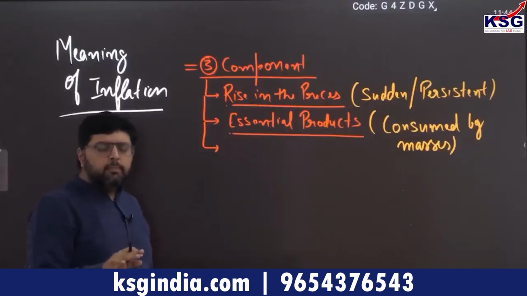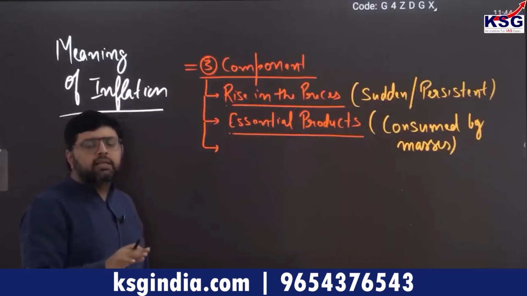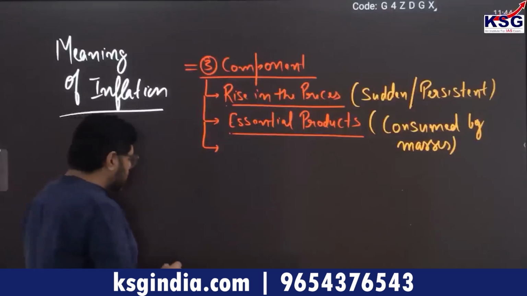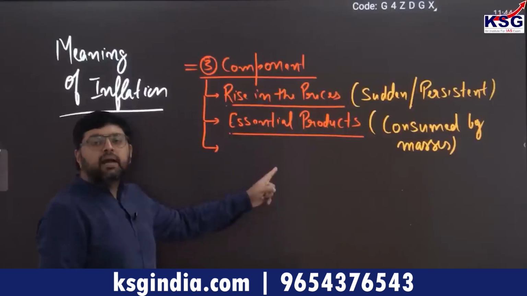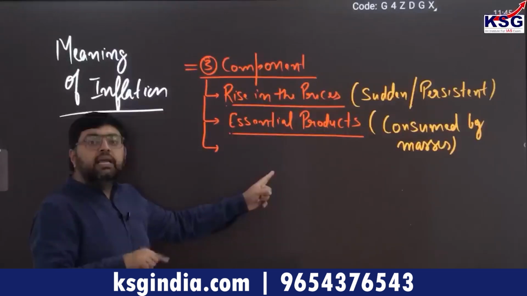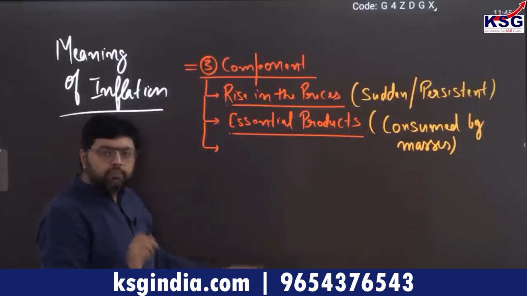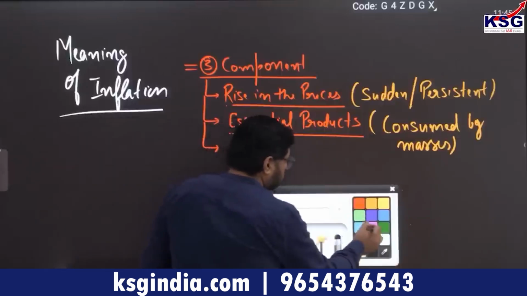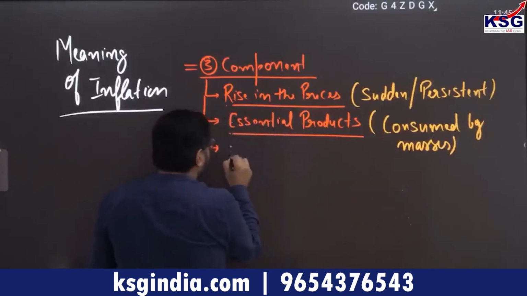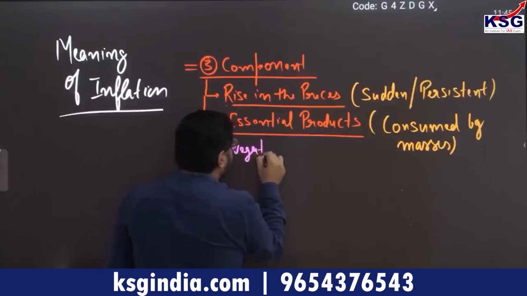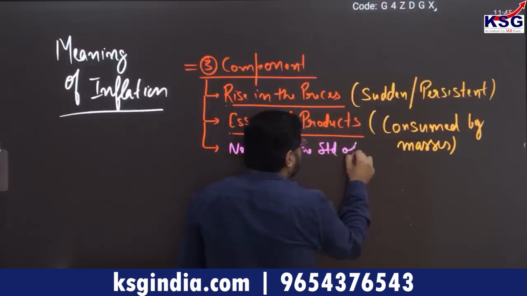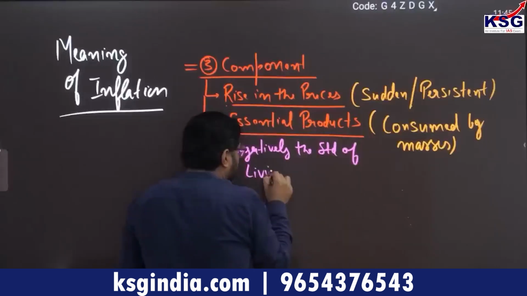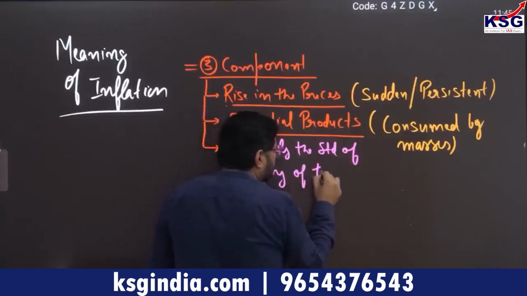Now what I want to say is that if prices of essential commodities are increasing and they are impacting the standard of living of the majority of people, then you will call it inflation. So the condition is a rise in the prices of essential products and it impacts negatively the standard of living of the majority.